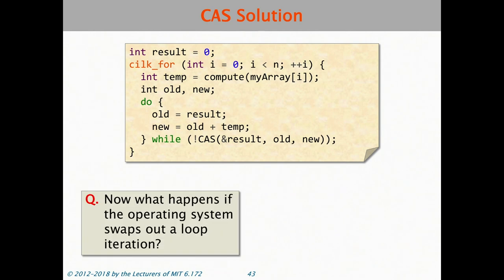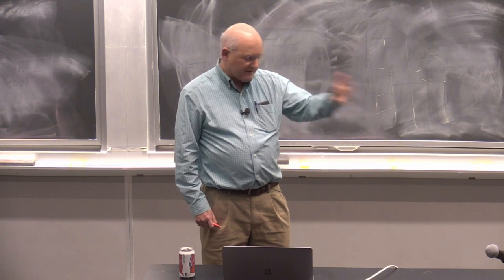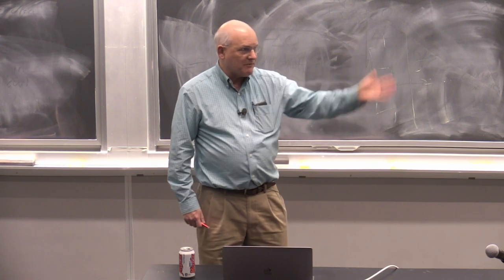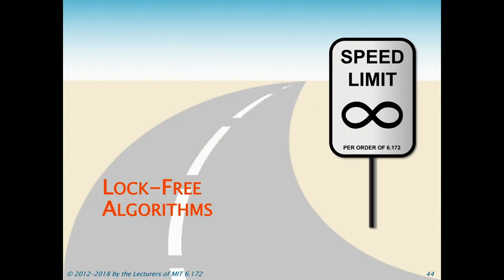And so now what happens if the operating system swaps out a loop iteration? It's okay because whenever this is put back on, the new value will be different. It'll ignore it, and all the other guys can just keep going. Okay? So that's one of the great advantages of lock-free algorithms.